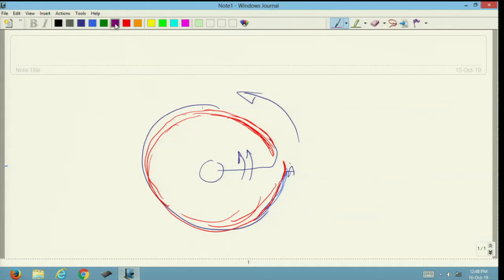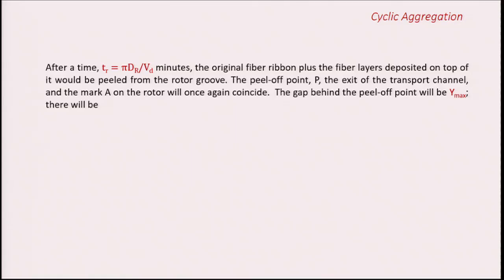So, for example, the peel off point started from here, after one rotation it has come here and the gap is there like that. If it covers one complete circumference of the rotor, that is the completion of one cycle. That is given by the time Tr. Tr is given by pi dr divided by Vd, that is, for one complete rotation of the peel off point around the circumference, how much time it takes, right.